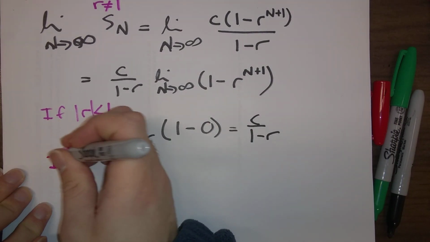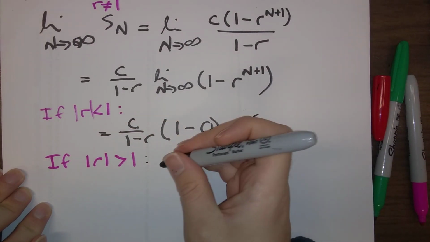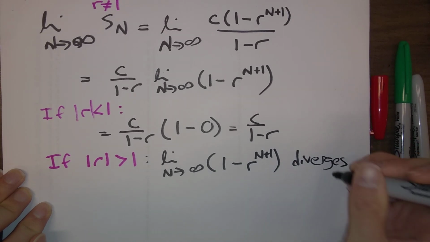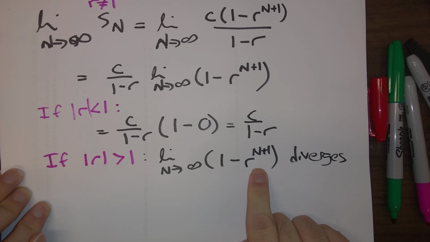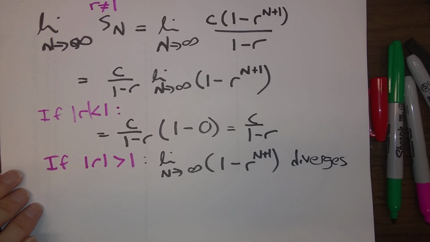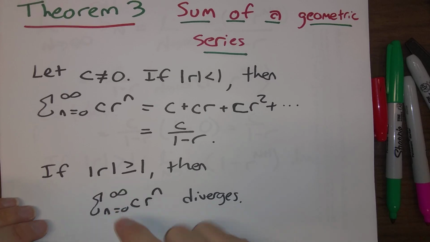Now, another case here is if absolute value R is bigger than 1, that tells us that the limit as n goes to infinity of 1 minus R to the n plus 1 diverges. We're taking 2 raised to various powers, 2, 4, 8, 16, 32, that goes off to infinity. If it's a negative number, minus 2, 4, minus 8, 16, minus 32, 64, it still diverges. It doesn't diverge to infinity, but it diverges. It doesn't approach any given number. And so that takes care of the absolute value R is less than 1 case, and the absolute value R is greater than 1 case.